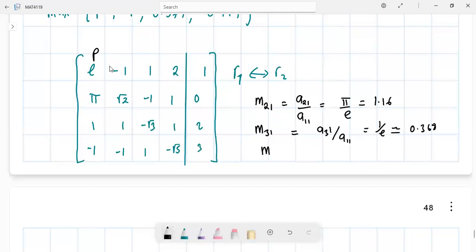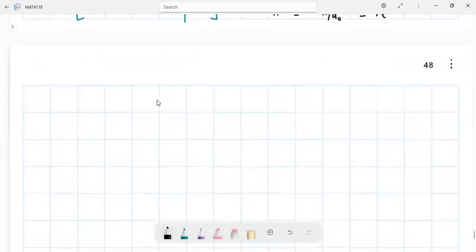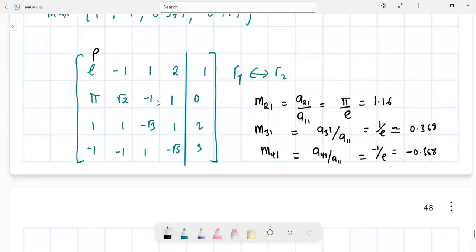Finally, I'll get M41. And this M41 will be the result of dividing what? A41 over A11, right? And this will be the same as dividing negative 1 over E. And this gives us negative 0.368. Okay, now having found those factors, what do we do? The next thing is now to reduce those elements to 0.